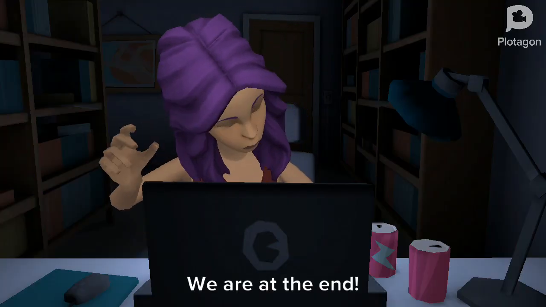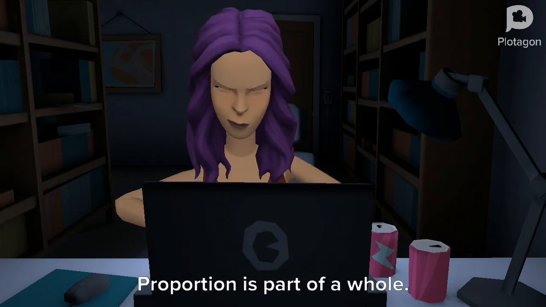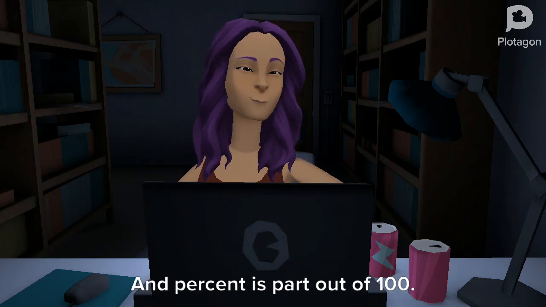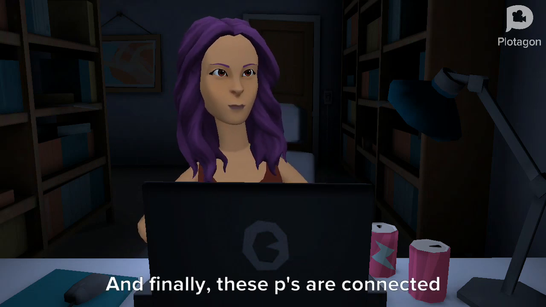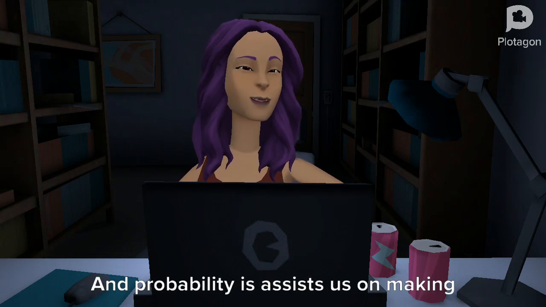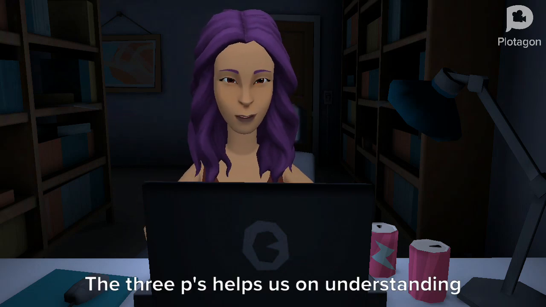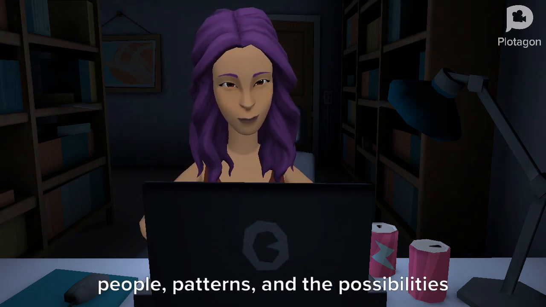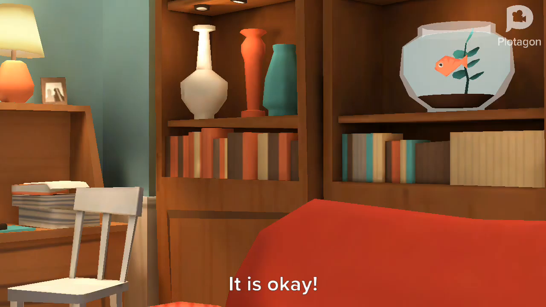Wow, we are at the end. Okay, let's sum up what we learned. Proportion is part of a whole, percent is part out of 100, and percentile tells us how a score is compared to others. And finally, these Ps are connected to probability, and probability assists us in making informed choices. Okay, the 3 Ps help us in understanding people, patterns, and the possibilities in life. Okay, bye.